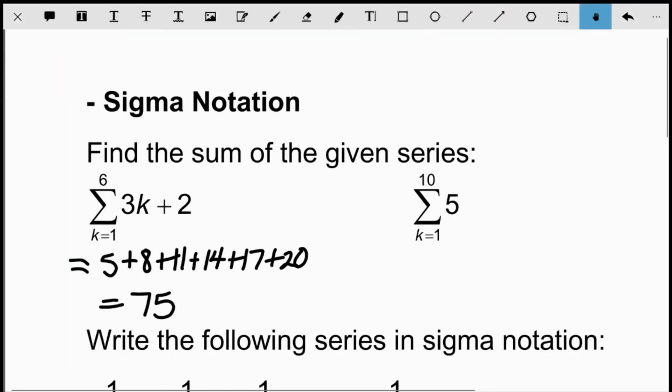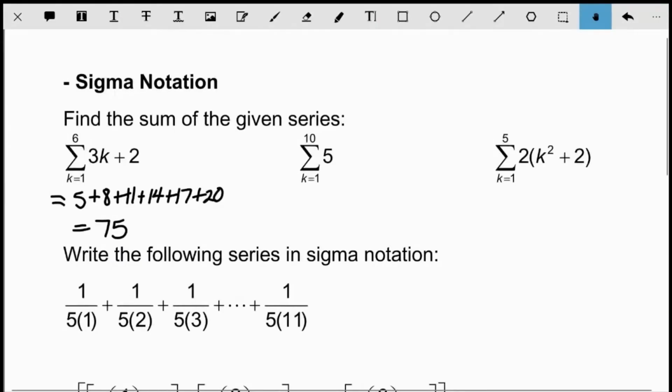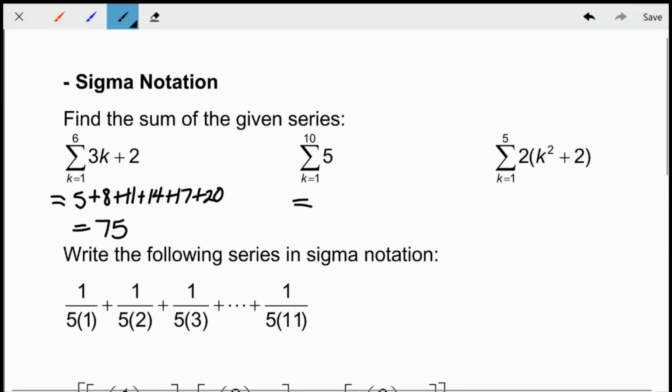So again, you've seen sigma notation before, but just as a quick reminder of how it works. So this is one we could easily figure out. There are 10 terms here because it starts with the first term and goes to the 10th term. We're just going to add up the number 5 10 times, so we're going to get 50 for this one. And then for the last one, if you want to go through and try that one on your own, you would see that you get a sum of 130.